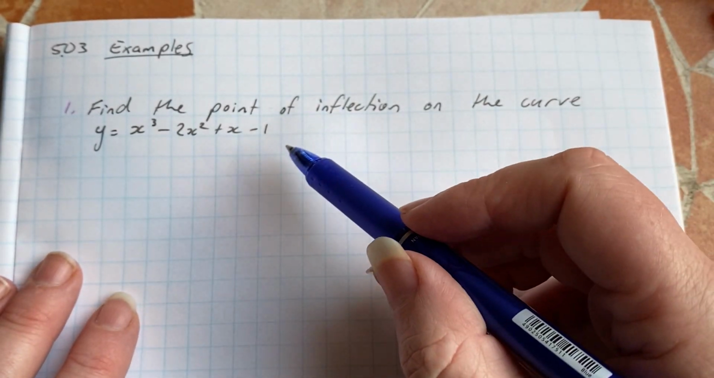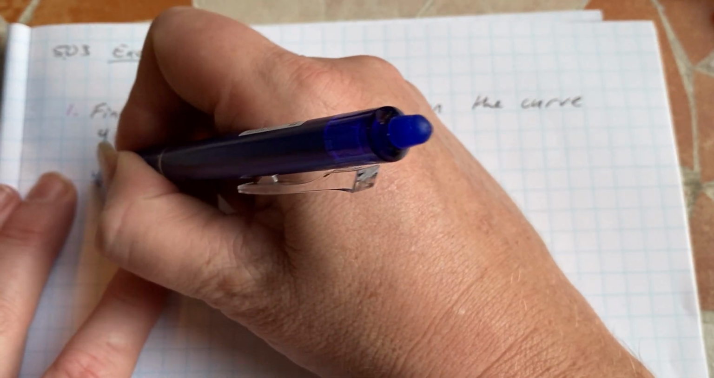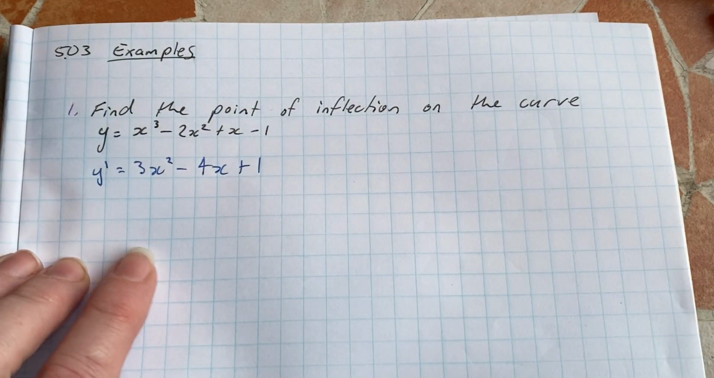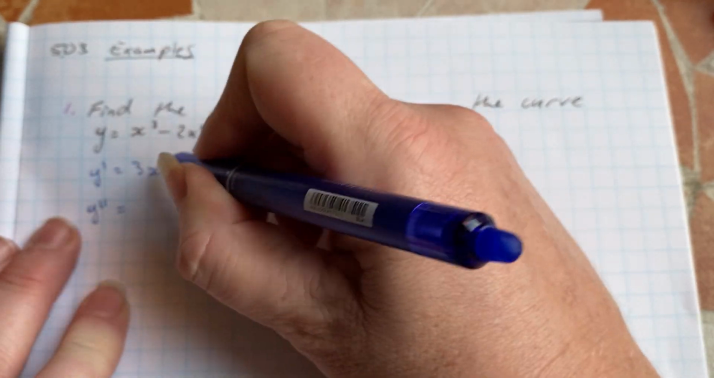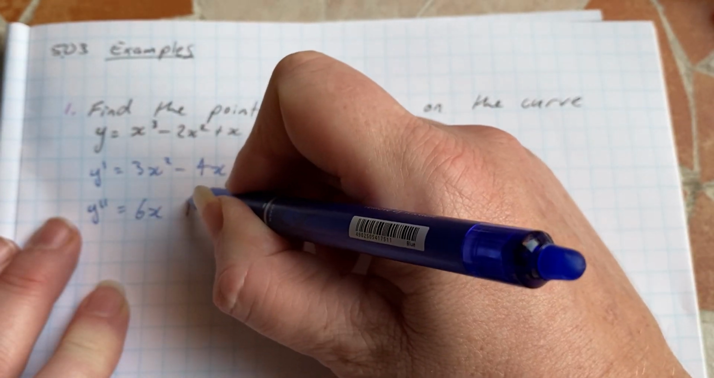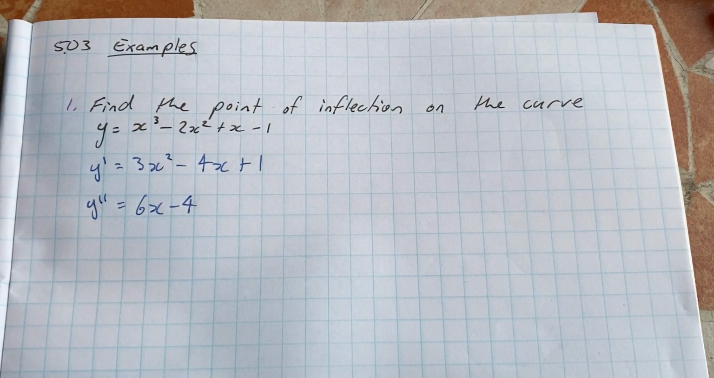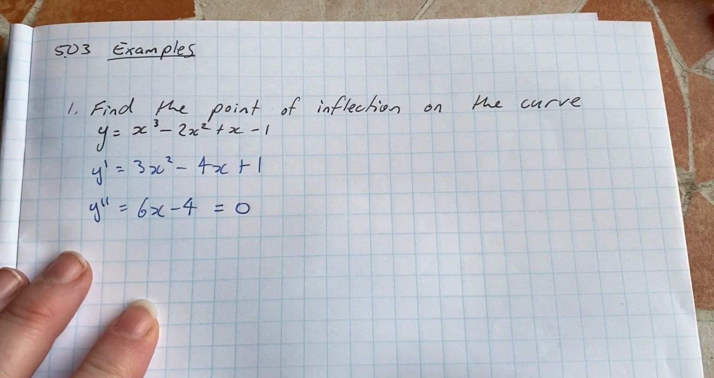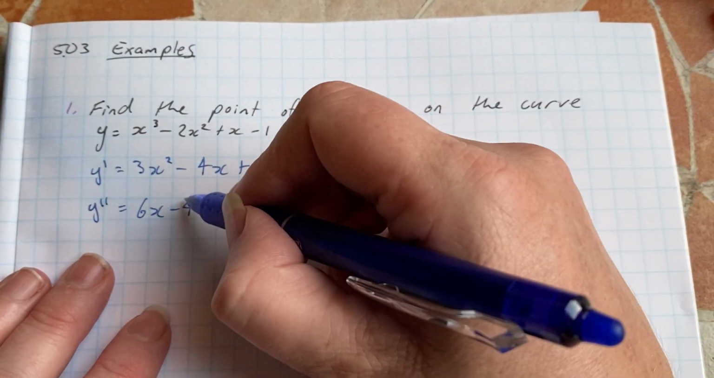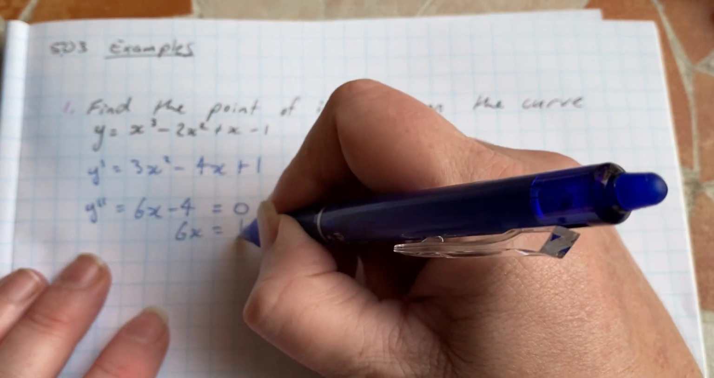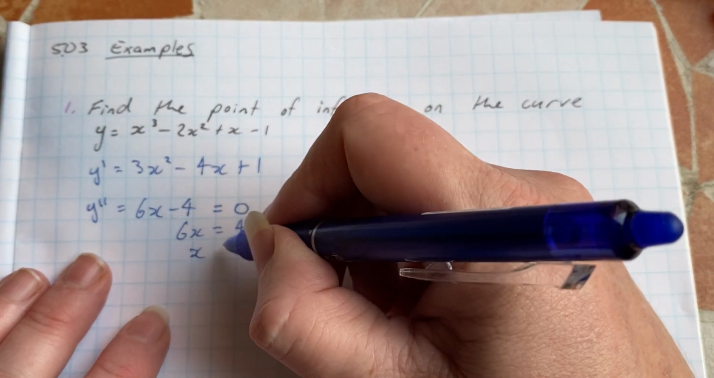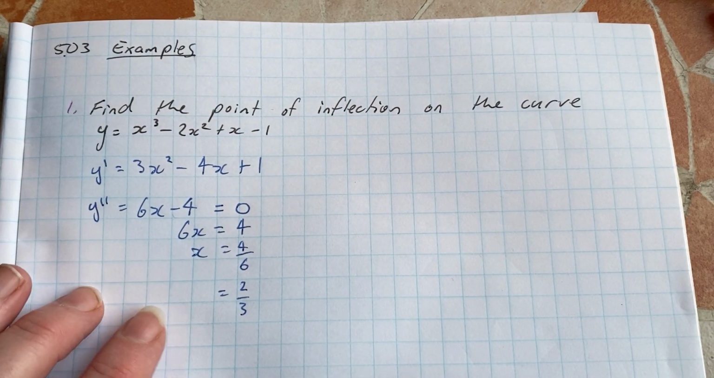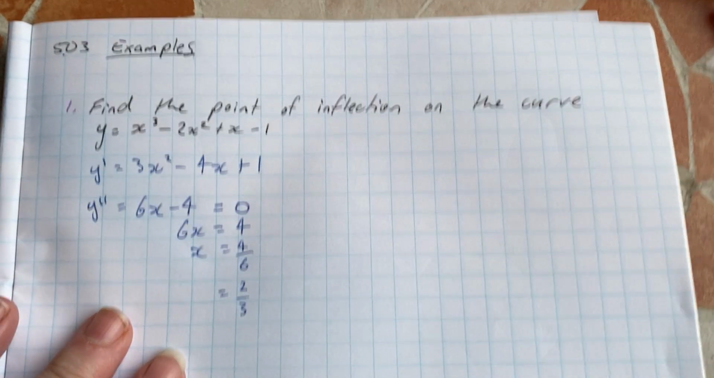So we need to find where the second derivative is 0 first. So the first derivative is 3x squared minus 4x plus 1. The second derivative, 6x minus 4. And we want to know, where does that equal 0? That's our first indicator of a possible point of inflection. So add the 4, 6x equals 4, divide by the 6. I'll just simplify that to 2 on 3. So there's a possible point of inflection when x equals 2/3.